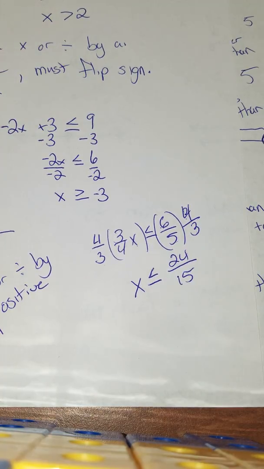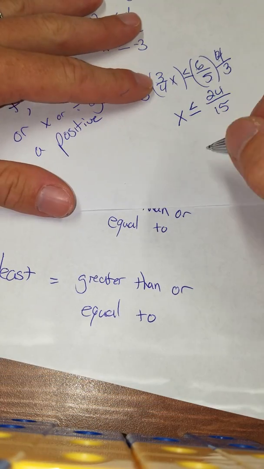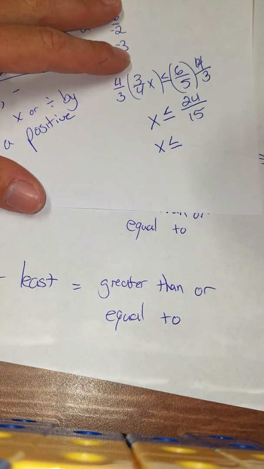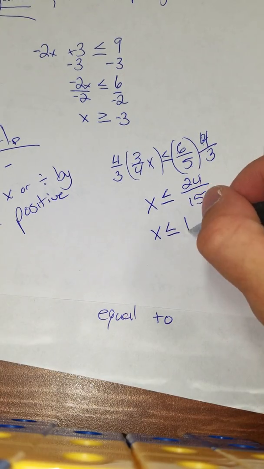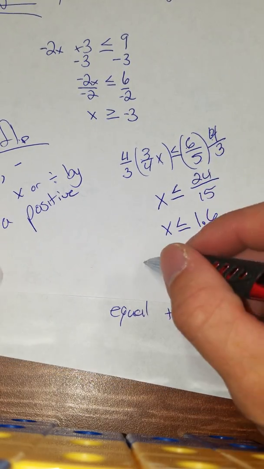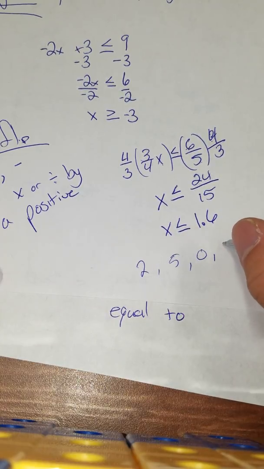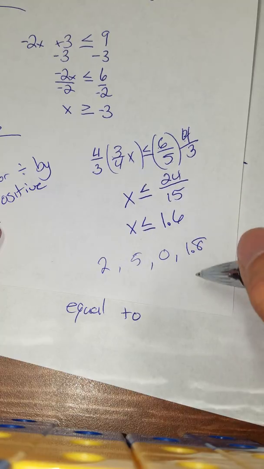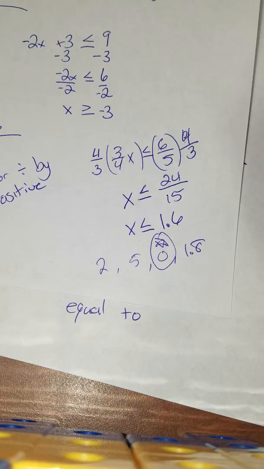Okay, some of these problems are going to ask you which one's true. You might end up in a case where it's like x ≤ 1.6, and then it gives you a list of numbers. Well, anytime x is less than or equal to 1.6, it's going to be a solution. So they might give you numbers like 2, 5, 0, and 1.8. Okay, well, which one actually works? Anything less than 1.6. This one is the only one less than 1.6, so that would be your solution.